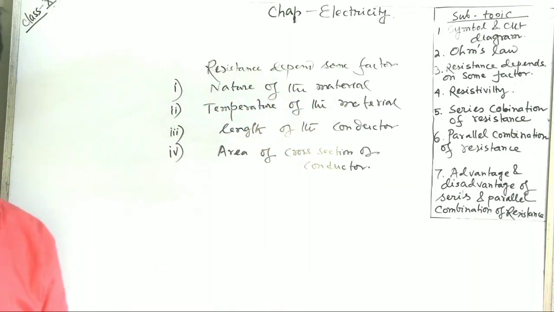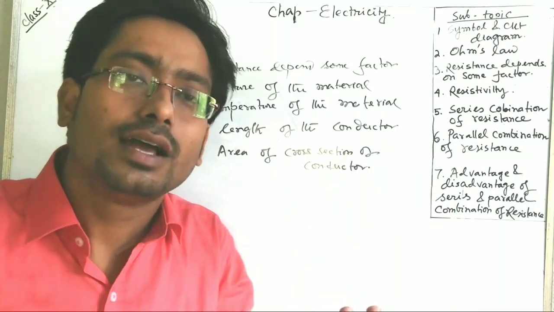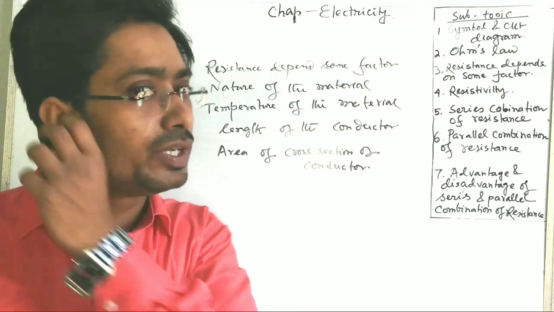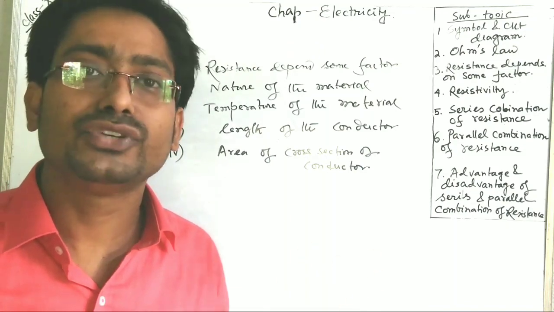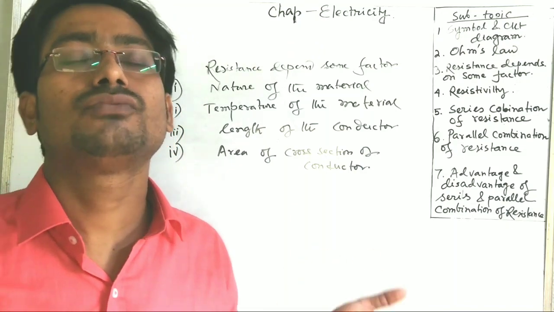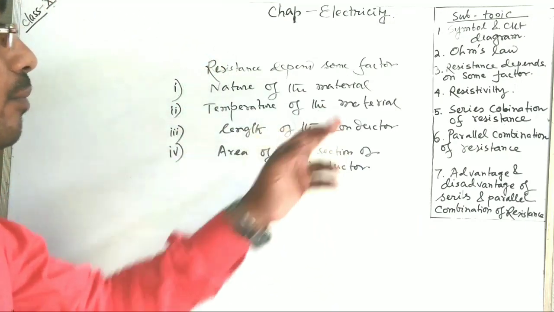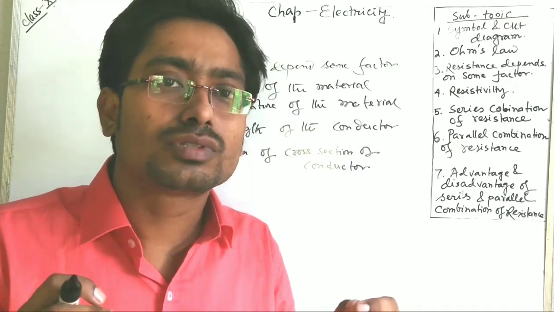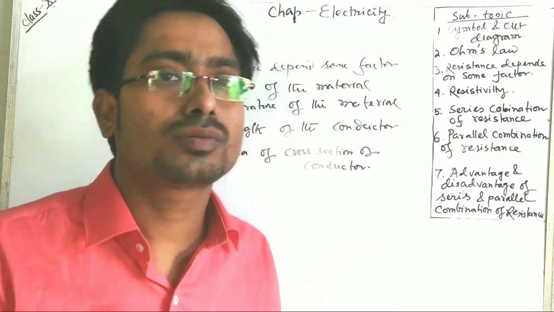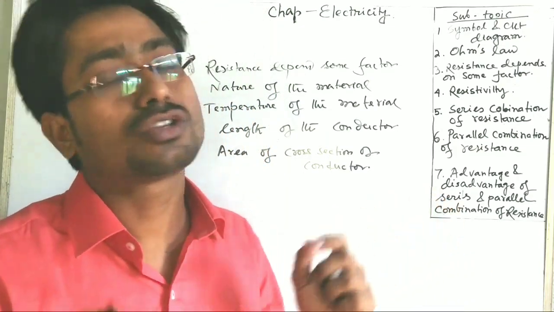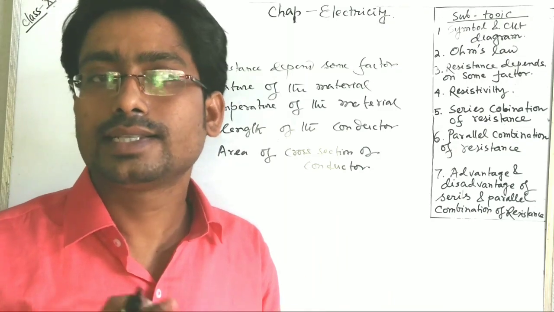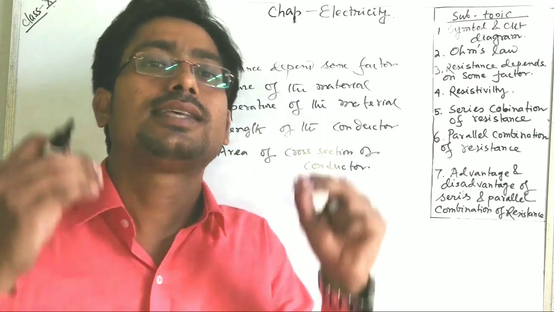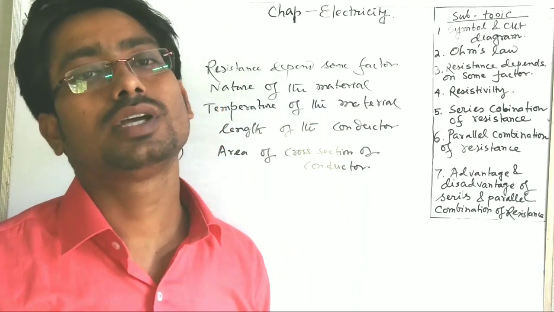It depends on the nature of the material. So if you take aluminium, copper, iron, in each and every case resistance will be different because the structures of the molecules and atoms are different, so they will offer different types of resistance. Temperature of the material: if the temperature increases, the vibration of the molecules and also the linear motions of the molecules will increase, so there will be a greater chance of collision. I have told you resistance actually arises due to collision. If the temperature is increased, there is a better chance of collision, and that's why the resistance will be increased.